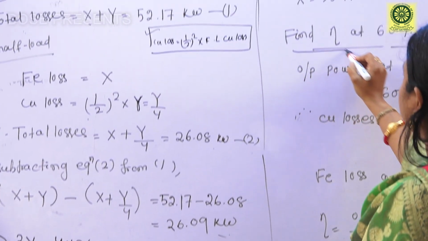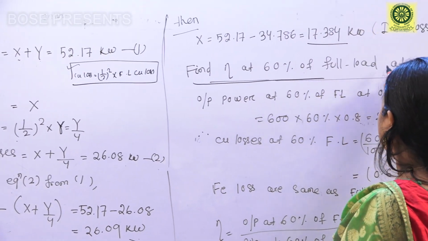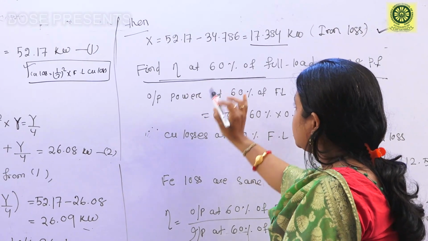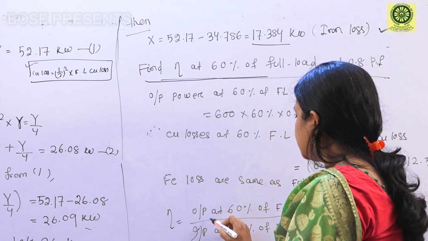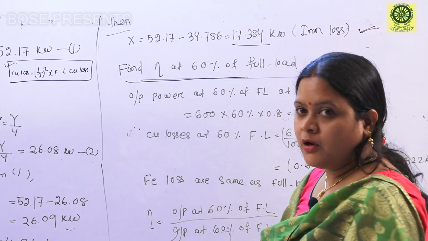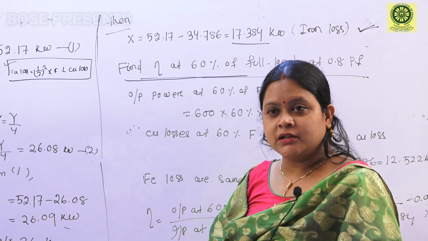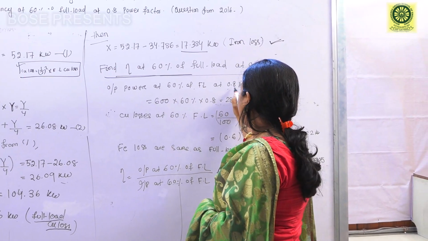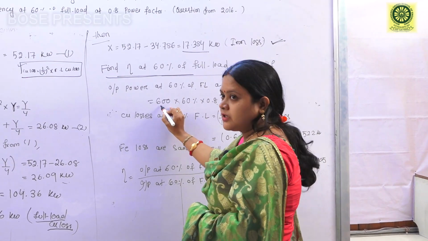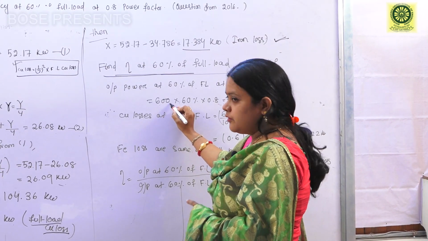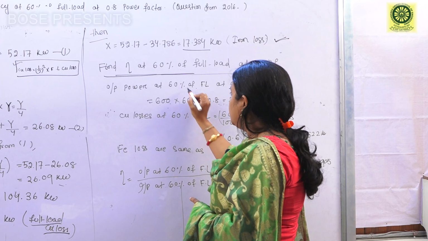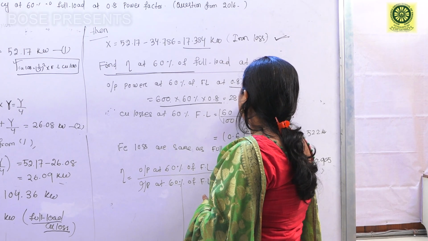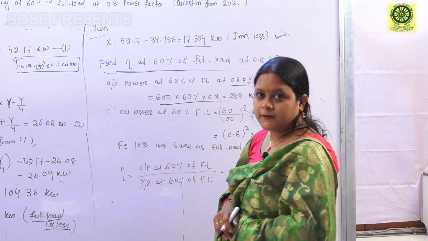Now we have to find the efficiency at 60% of full load at 0.8 power factor. So how to find efficiency at 60%? We know that efficiency is output power at 60% of full load divided by the input power at 60% of full load. So output power at 60% of full load and power factor 0.8 becomes 600, the output power at unity power factor or full load, into 60% into 0.8 power factor, which becomes 288 kilowatt.